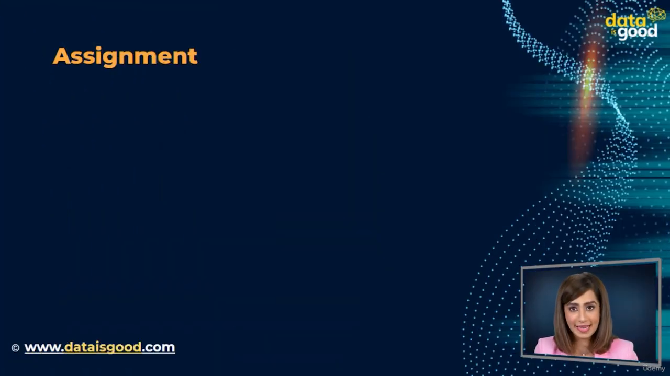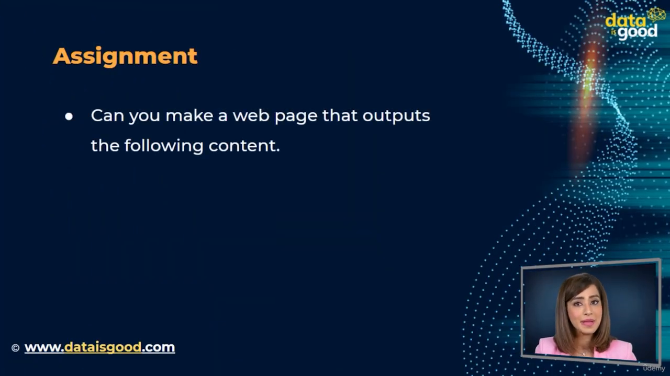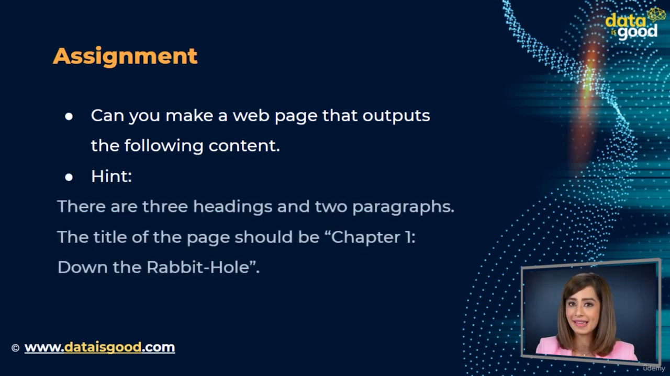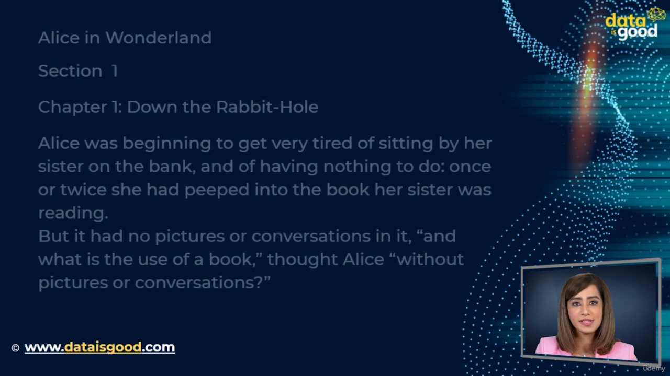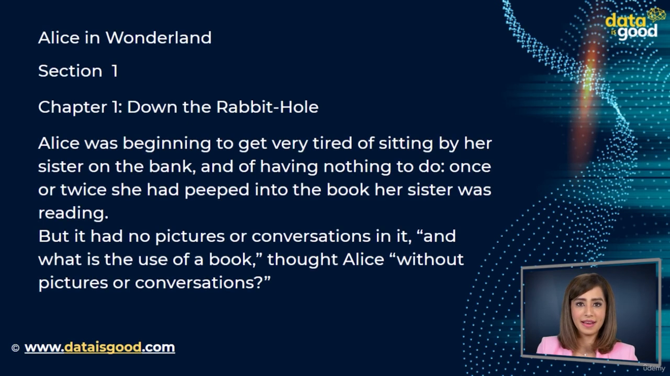So here's the assignment. Can you make a web page that outputs the following content? Hint, there are 3 headings and 2 paragraphs. The title of the page should be Chapter 1, Down the Rabbit Hole. You can download the solution from the resources.